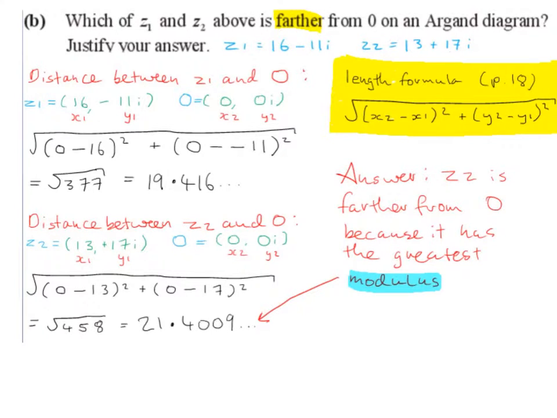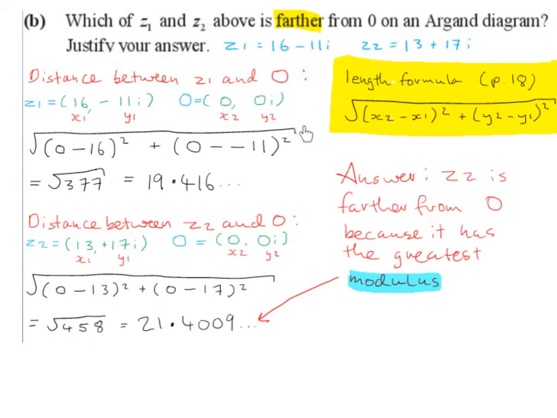So to figure out how far they are from the origin, or from 0, we have to use our modulus formula. One way of working this out is letting Z1 be 1 point, and the origin, which is 0, 0, being another, labelling them x1, y1, x2, y2, and using the distance formula from page 18 of our formula tables, which is the square root of x2 minus x1 squared plus y2 minus y1 squared.